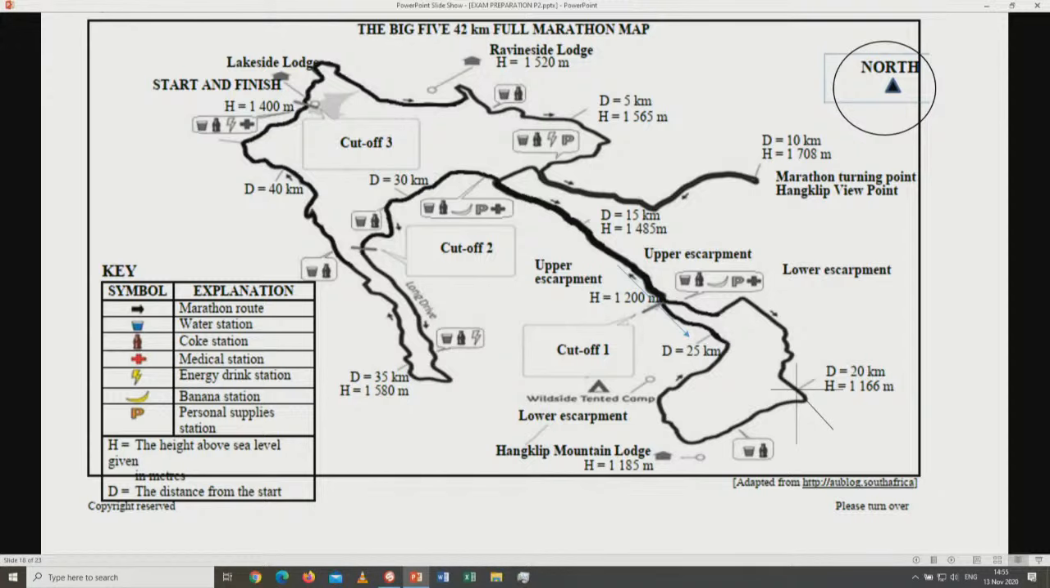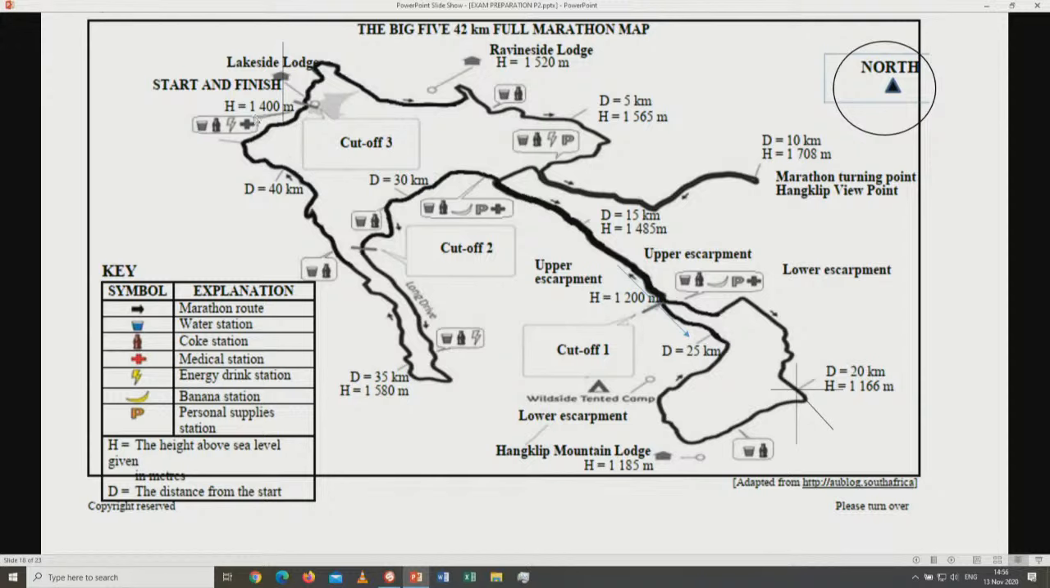Let me just do with you another relative direction one, because I see learners are not getting this right. Everything is on the map except relative direction. You need to do relative direction. Say for instance, I'm asking you, in which general direction is the 40 kilometer mark from Lakeside Lodge? Now there is Lakeside Lodge.